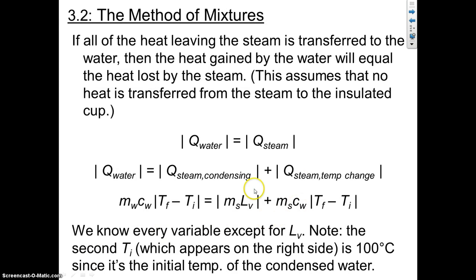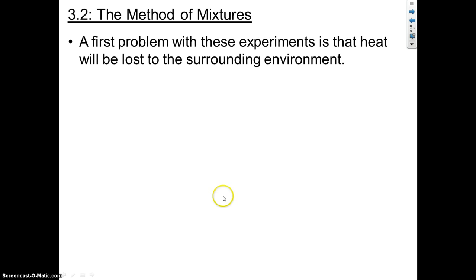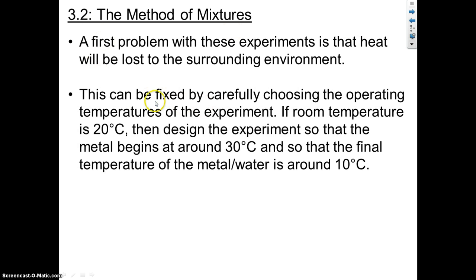So you solve for LV, and that's how you calculate the latent heat of vaporization. Now there's a problem with both of these experiments. The problem is that heat will be lost to the surrounding environment, such as the insulated cup. It's inevitable. Heat will be lost. Here's how you can fix this. You fix it by carefully choosing the operating temperatures of the experiment.